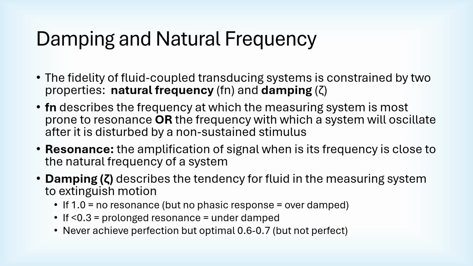As mentioned previously, damping describes the tendency for fluid in the measuring system to extinguish motion. A value of 1 means there is no resonance, or no amplification of signals near the natural frequency. If less than 0.3, there is prolonged resonance, or increased amplification of signal near the natural frequency of the system. We typically never achieve perfection in our system, but the optimal zone seems to be somewhere between 0.6 and 0.7.